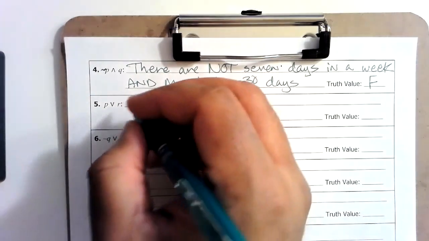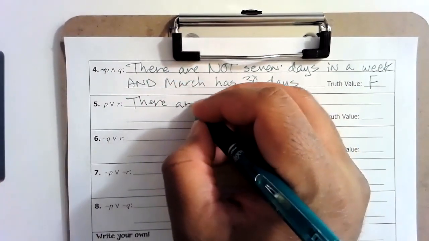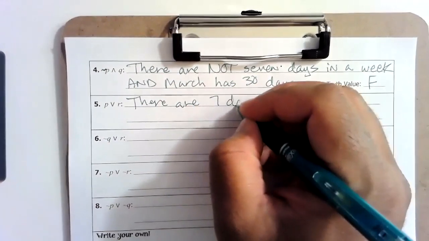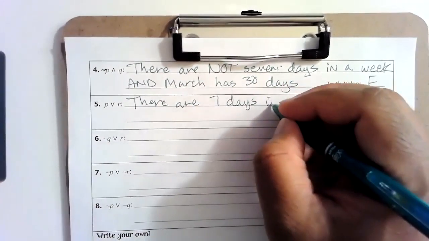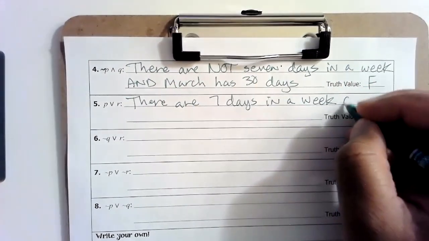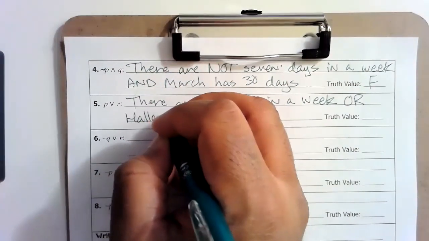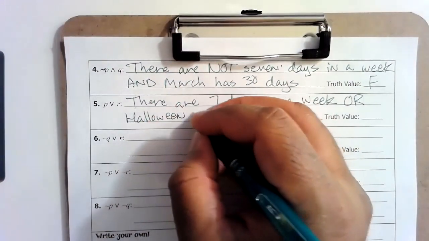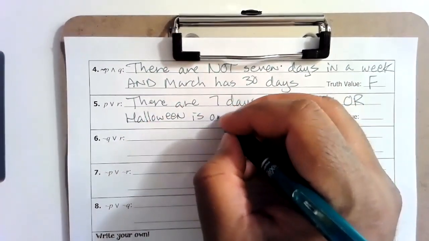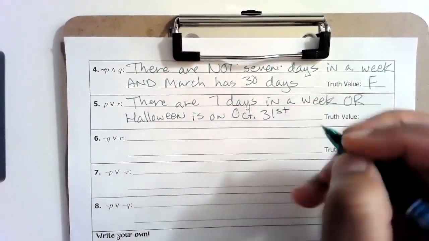P V R. So if I look at this, I have: there are 7 days in a week, or Halloween is on October 31st. Okay.